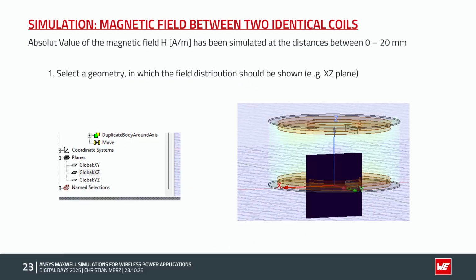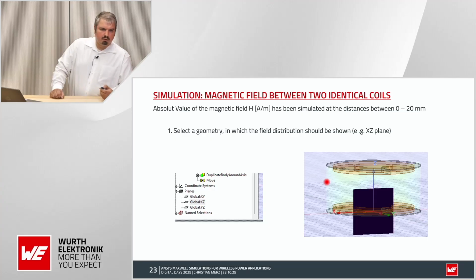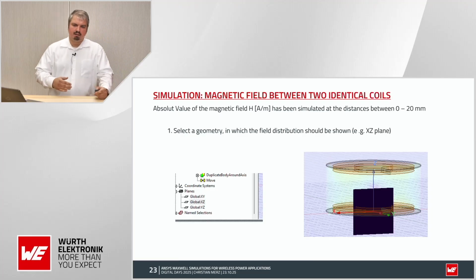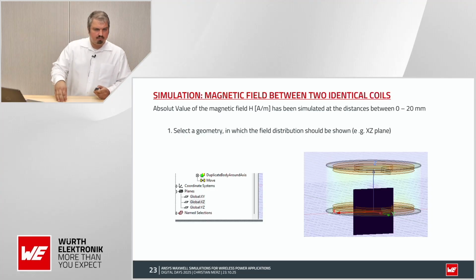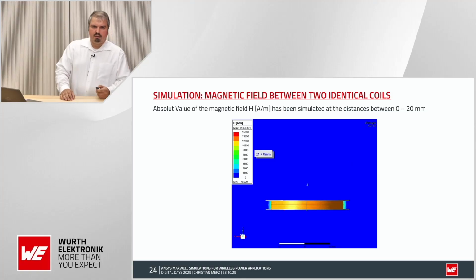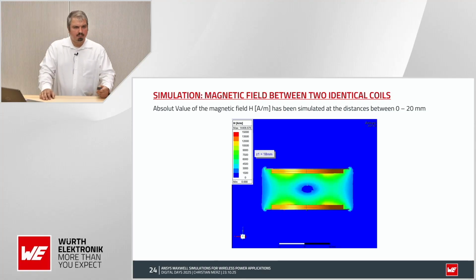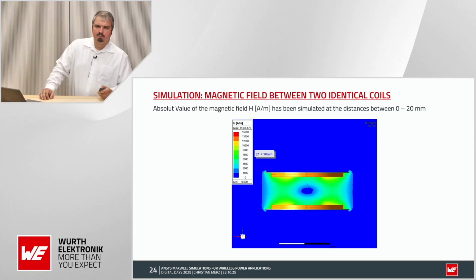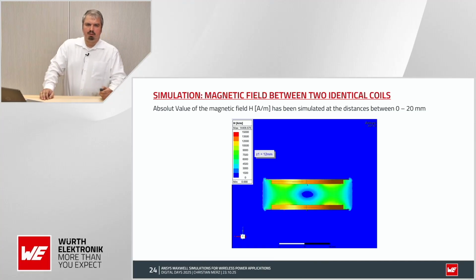Then I'm also interested in the magnetic fields. For this, we first have to design the geometry. In my case, I chose the XZ plane, as you can see here, because in that plane I want to see the magnetic field. And then I simulated the H field for each of my distance values. And as you can see here, the animation of the absolute value of the magnetic field between 0 and 20 millimeters.